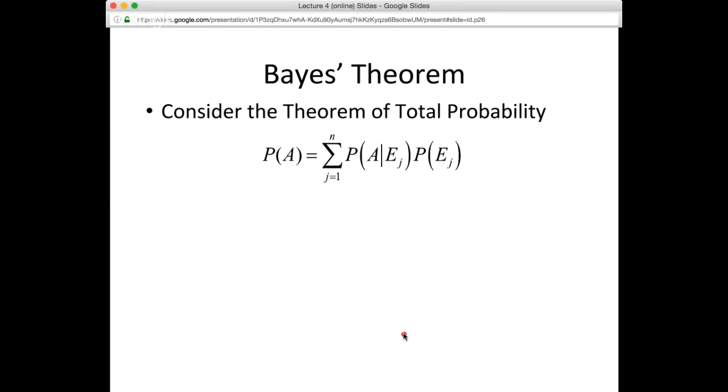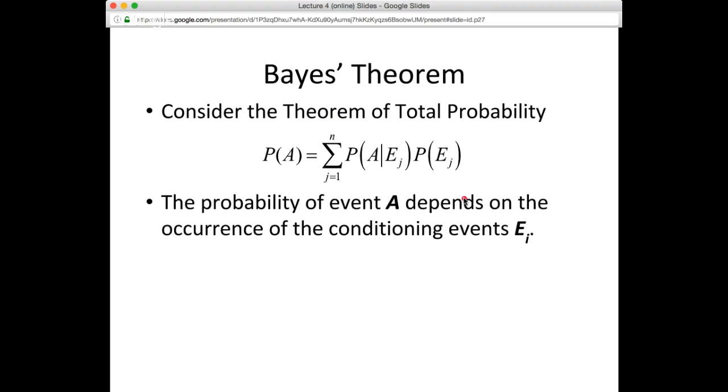Now, we talked a little bit about Bayes' theorem last time, and Bayes' theorem can be related to the theorem of total probability. And let me show you how. So here's the theorem of total probability. We just derived that. And essentially what we're doing is each of these terms in the sum on the right-hand side is asking what is the probability of event A conditioned on the various events E1 through En. So that's the term here.